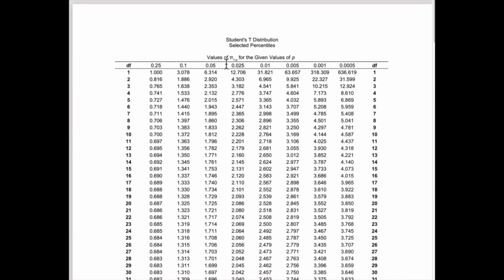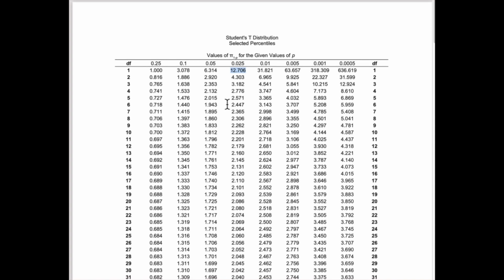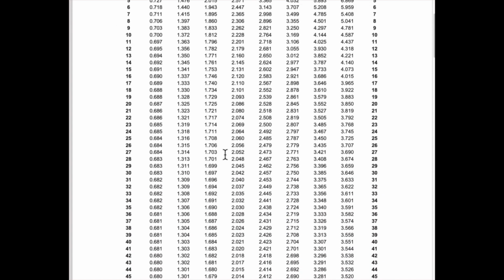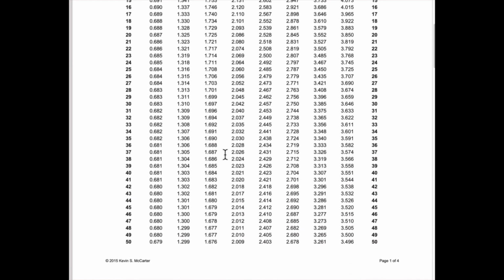Now let's look at this column here, the upper 2.5 percentage point of a t distribution with associated degrees of freedom for each row. You can see that if you've got 1 degree of freedom, then the upper 2.5 percentage point for that t distribution is 12.706. Again, way out there in that right tail. But as you increase the number of degrees of freedom, you can see that the numbers drop off very quickly at first, and then the rate of decrease slows down, but it does continue to go.